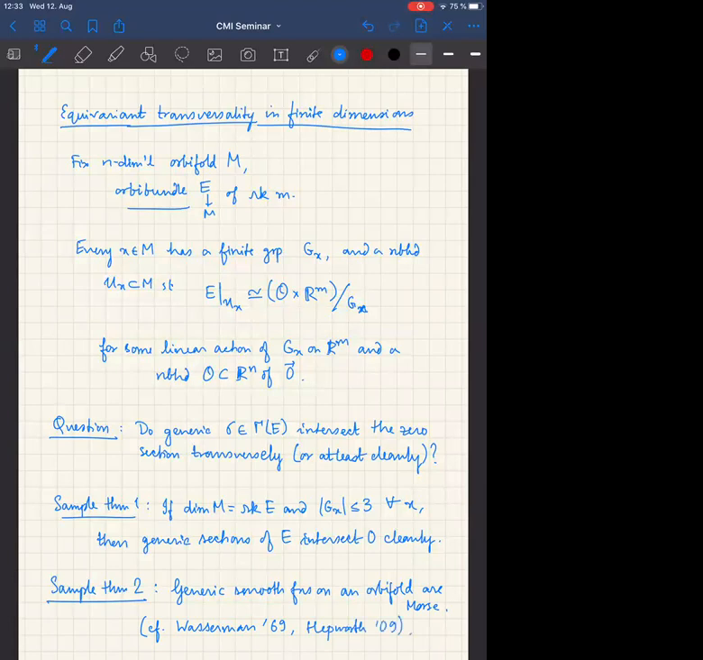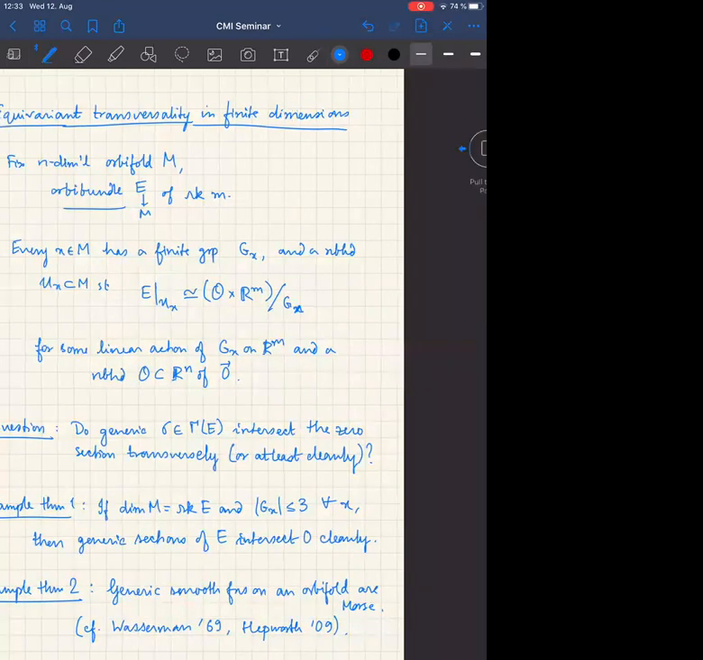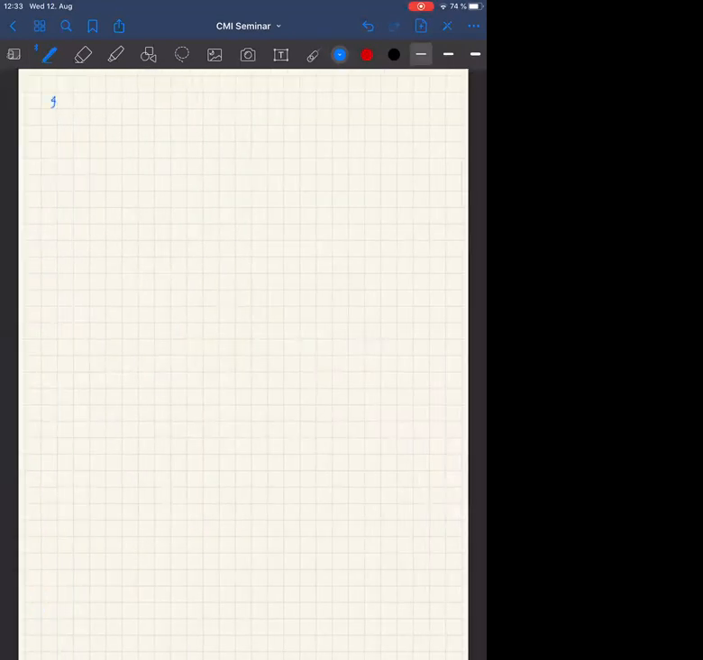So how does one go about thinking about how to show these kinds of results, or what is a good perspective to take? The perspective which we will take here is that, first of all, Gx can vary from point to point. For different x, we can have different finite groups. So we will, in some sense, break up our manifold into parts where the local isotropy groups act in the same way. That is the notion of stratification, stratification by symmetry.